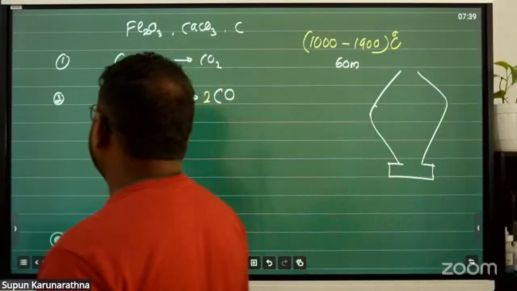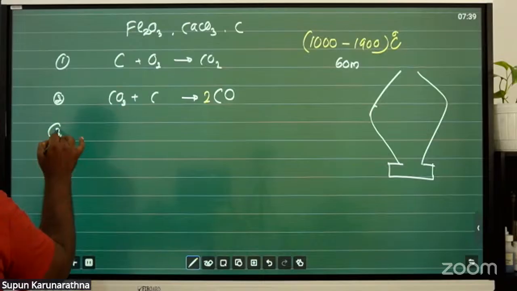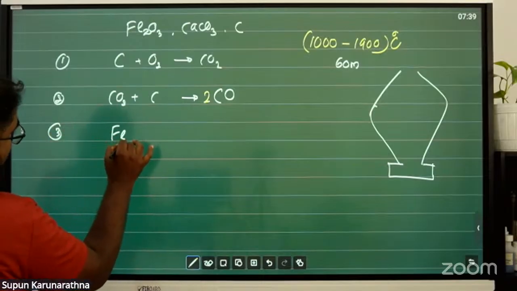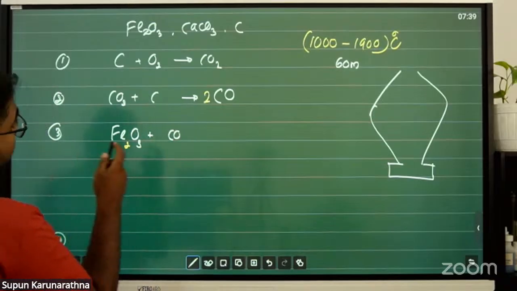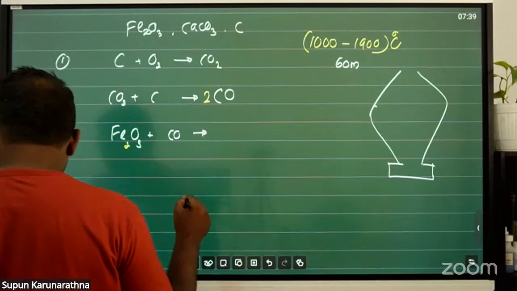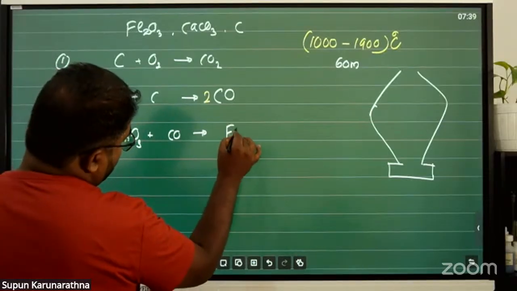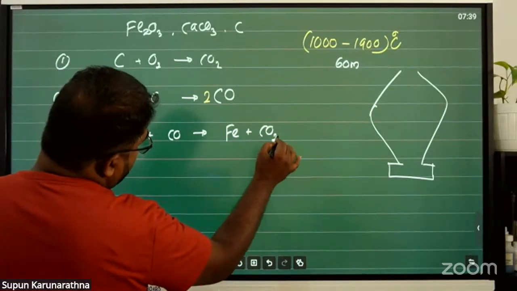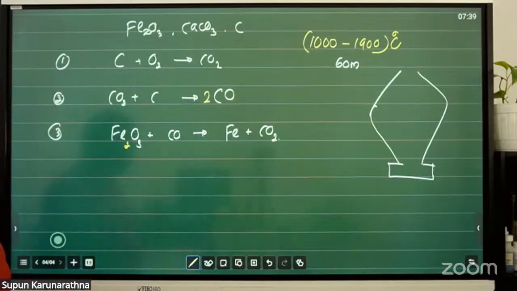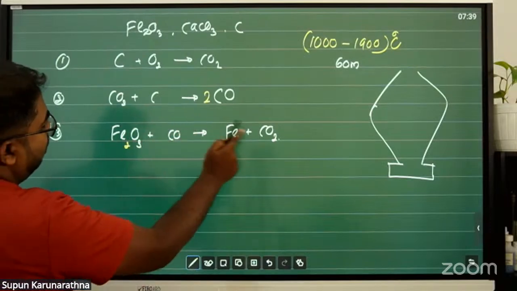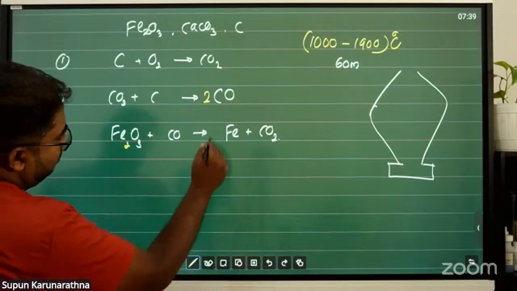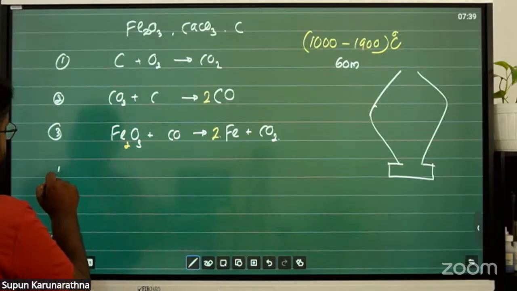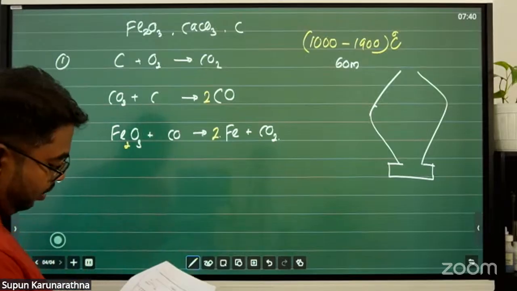What is the third equation? This carbon monoxide reacts with hematite, producing iron plus carbon dioxide. It produces iron and carbon dioxide. Here 2, here 1, here 3. So here we want to put the 2. The fourth one is already balanced.